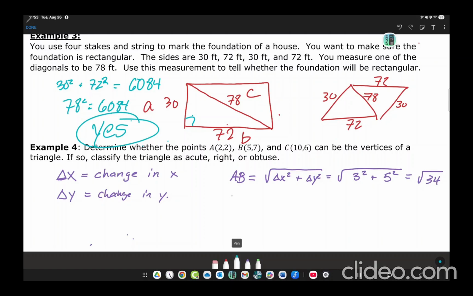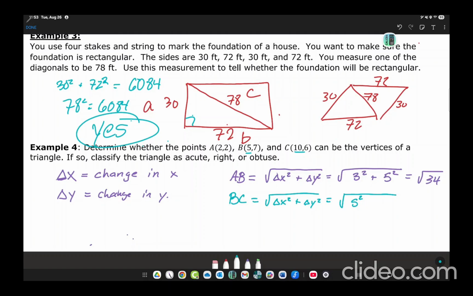We're going to do the same thing for B to C. Delta x squared plus delta y squared. From B to C, your x value goes from 5 to 10, so that's a change in what? 5. By the way, does it matter if that change is positive or negative? No. Why doesn't it matter? Because it's a square. Any number squared is going to become what? Positive. So it doesn't matter if it's an increase or decrease, because we're going to square it anyway, and it's going to make it positive.